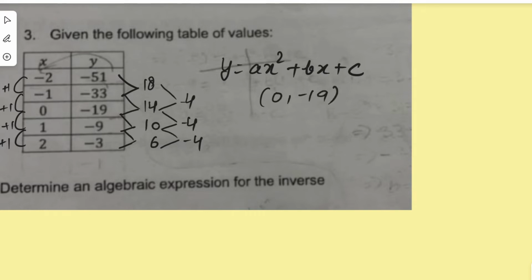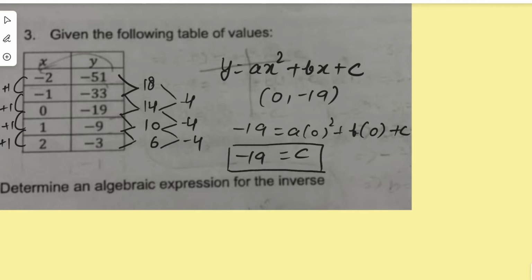So we can substitute the value of y as negative 19 and x as 0, so we'll get a times 0 squared plus b times 0 plus c. So this will give us that the value of c is negative 19. Now we need to determine the value of a and b. So let's use any other 2 points. So let's say that we use the point 1 comma negative 9.